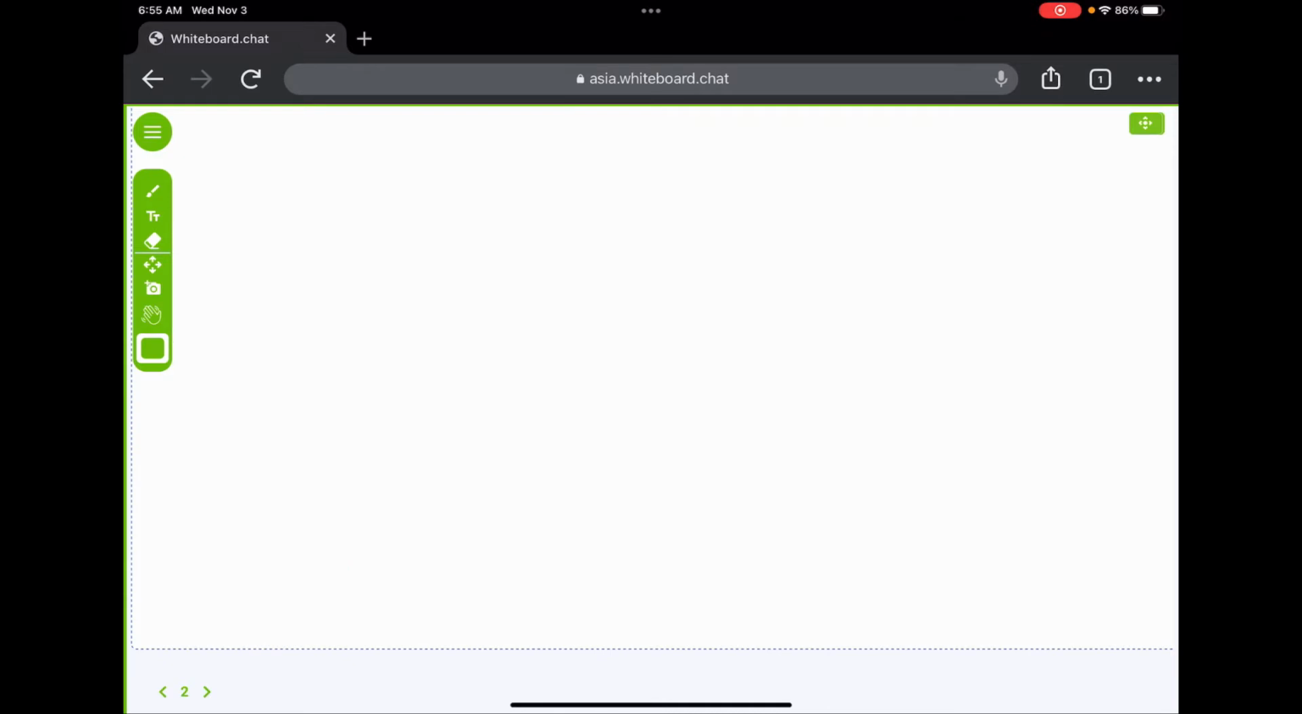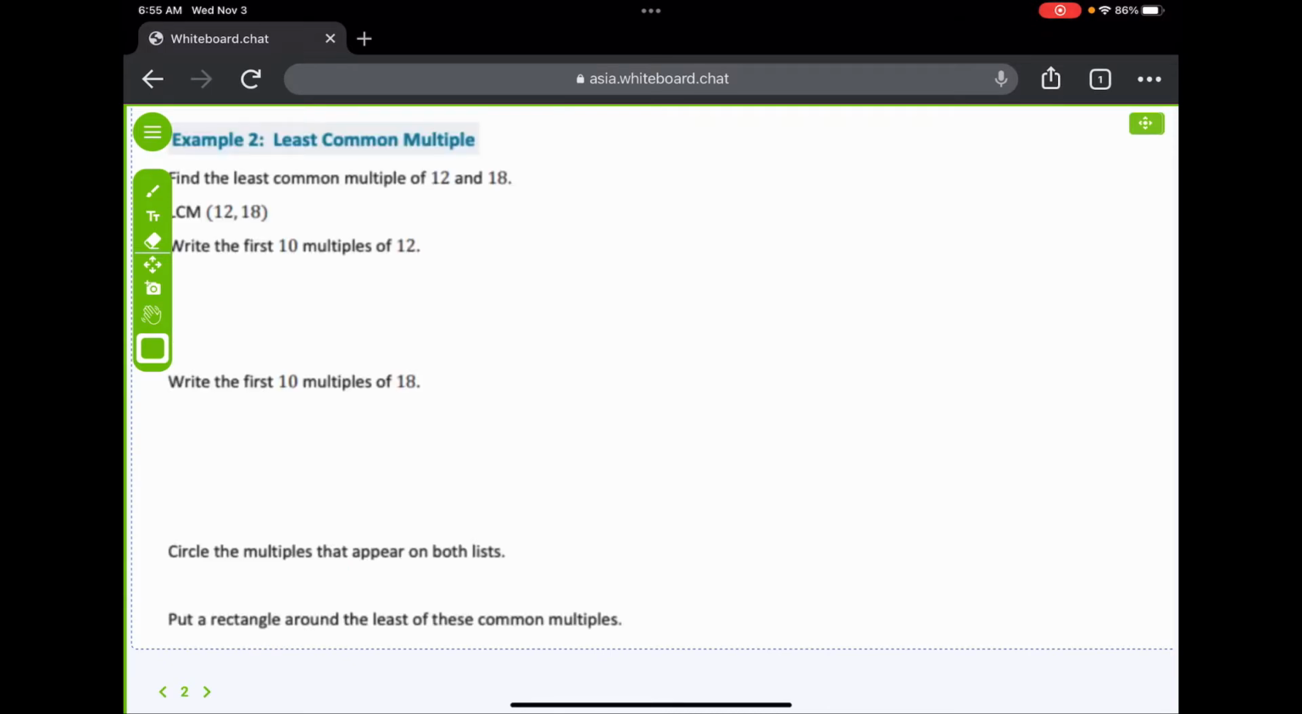All right, let's do some least common multiples. Least common multiples are a little bit easier, although it takes a little bit longer because you're having to list out a whole bunch of numbers. It says find the least common multiple of 12 and 18. Remember, a multiple is simply like multiplying. 12 times 1 is 12. 12 times 2 is 24. 12 and 24 are multiples. 36 would be a multiple. So it says write the first 10 multiples of 12.